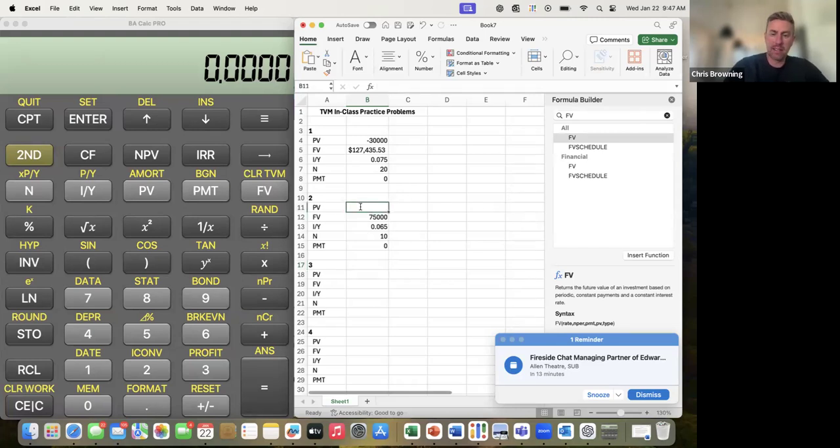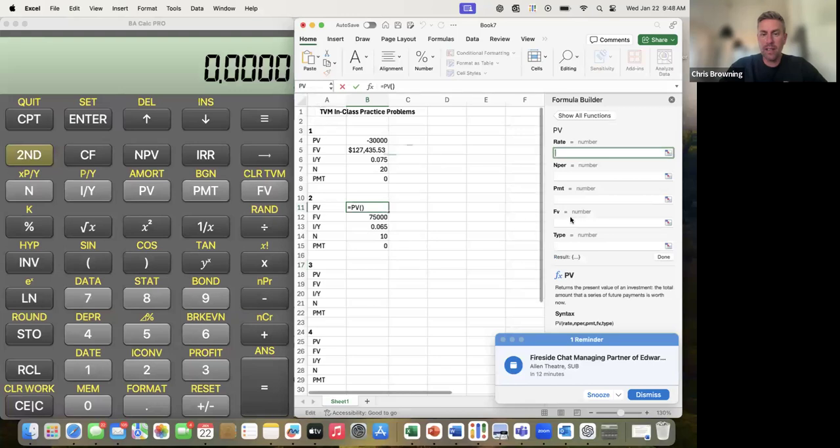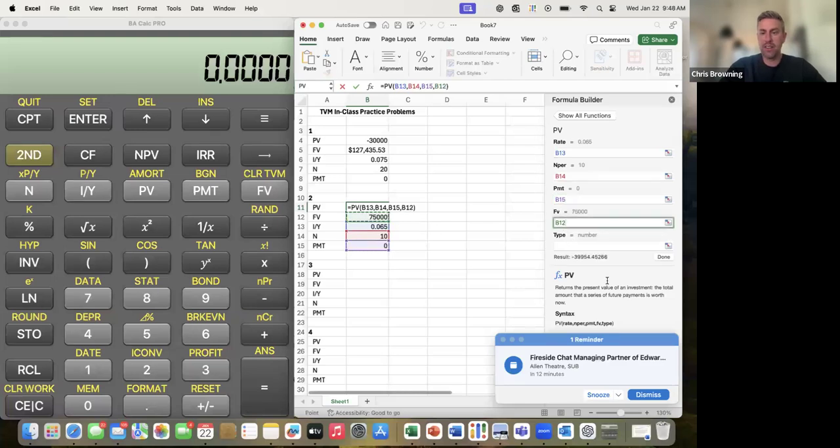Okay, so I'm going to come back to this. I'm going to hit equals. I'm going to go to my drop down, and I'm going to choose, in this case, present value. It's available as a function. Okay, so again, it asks for my rate. I'm going to choose 6.5%. My number of periods is 10. Our payment is 0. Our future value is 75,000. And again, I can leave this blank because there's 0 payment.